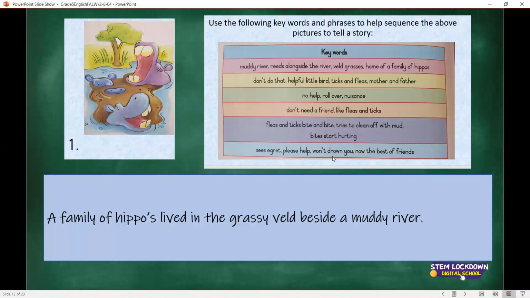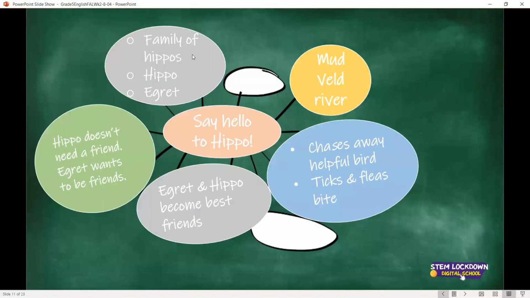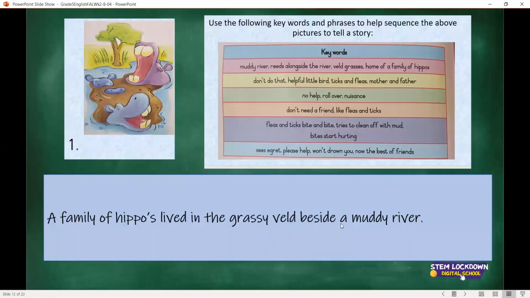That's what I've done. So for the first sentence in my story, I need to tell you, the audience, or whoever reads my story, who the story is going to be about and where it is going to happen. So using my keywords and my mind map, which says a family of hippos, hippo, egret, mud, veld, river. Okay, so I'm going to start and I'm going to go: A family of hippos lived in the grassy veld beside a muddy river. So I've now said to you who is in the story, where they lived.